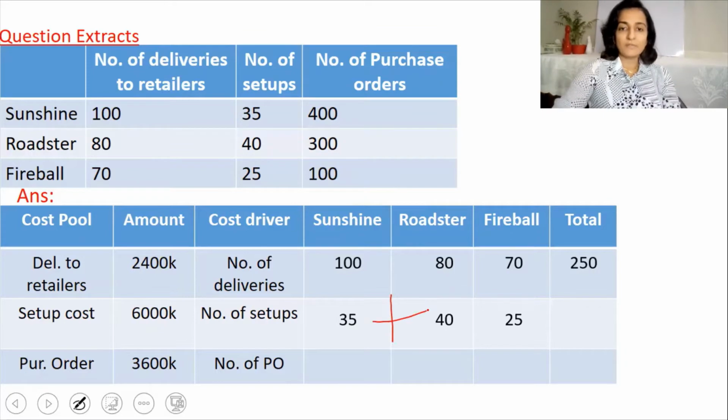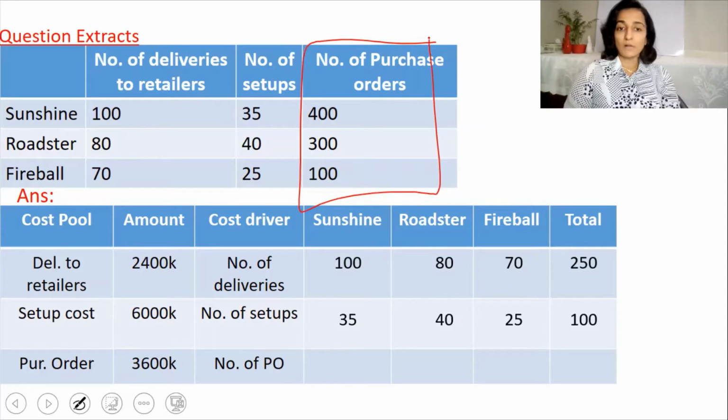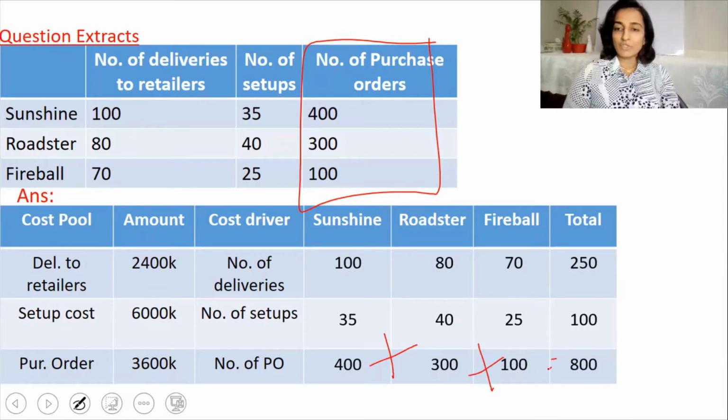And we total the number of setups, that is 35 plus 40 plus 25, giving a total cost driver of 100 setups. Now coming to the third cost driver, that is the number of purchase orders. It is 400 for Sunshine, 300 for Roadster, and 100 for Fireball. And the total comes to 400 plus 300 plus 100, giving 800 purchase orders.